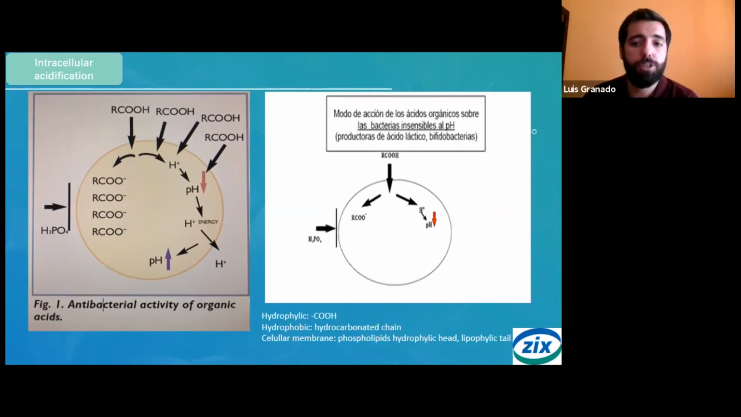We have also there the orthophosphoric acid right there, which is the inorganic one, and you see that that one is not going through the wall, only the organic acids. This entrance of organic acids to the inside of the bacteria is happening in both pathogenic and saprophytic ones, okay? What happens here is that the lactobacillus and bifidobacterium are way more resistant to this acidification.